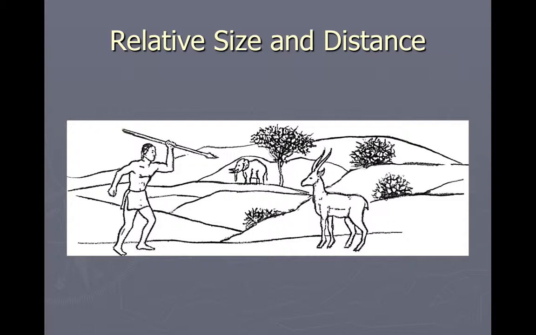With relative size and distance, we talked about this before, but we know the size of elephants, and this is like an antelope or a gazelle of some sort, and we know that elephants are generally larger animals than gazelles. And so because of the relative size there, we know that the elephant is further away than the antelope, and that this creates a perception of depth.